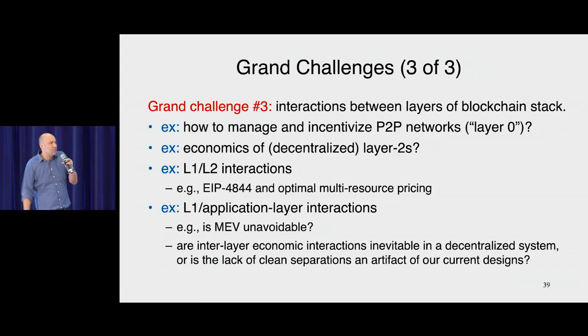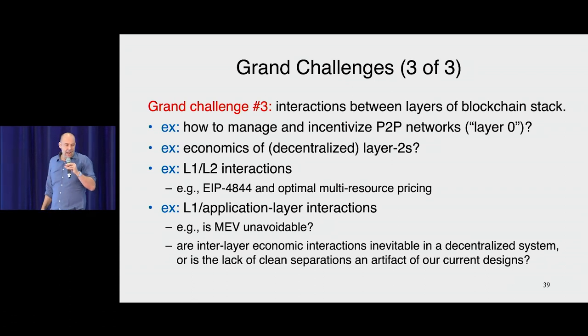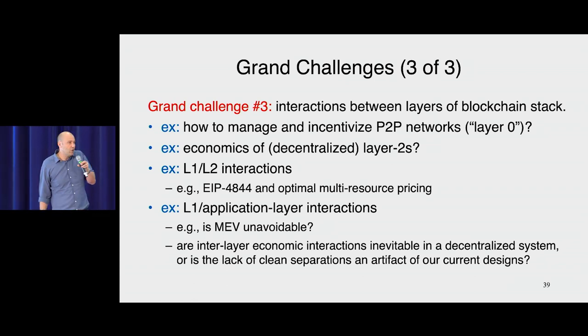MEV, I largely think of as an example of this layer-to-layer interaction between the consensus layer or the execution layer and the application layer. And so people like to claim MEV is unavoidable. I would like to see a theorem that states that fact. More generally, I would like to understand, is all this messy interaction we're seeing between the different layers of the blockchain stack a fundamental aspect of designing decentralized systems? Or actually, do we just need to think of some new architectures where we can get much cleaner separations between the various layers? So I think I'm out of time. Let me stop there. Thanks.